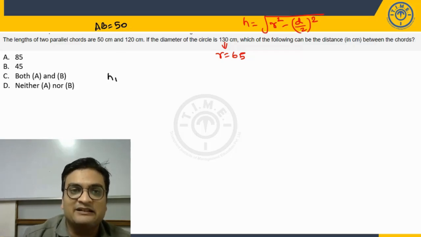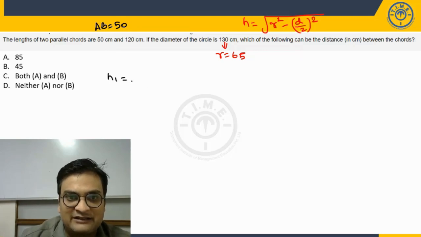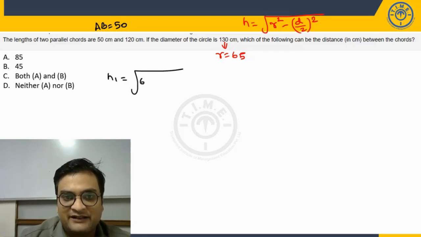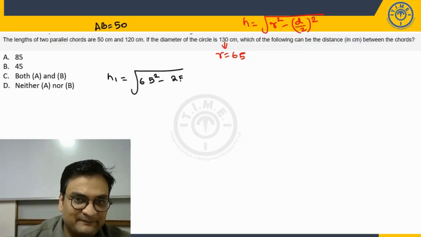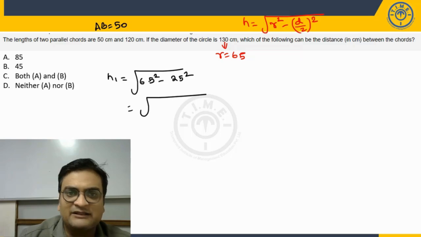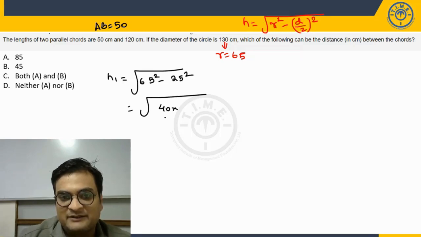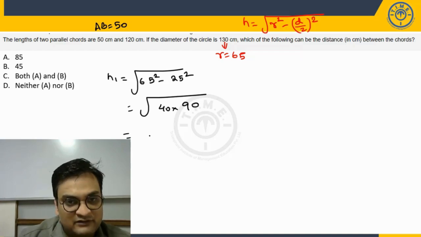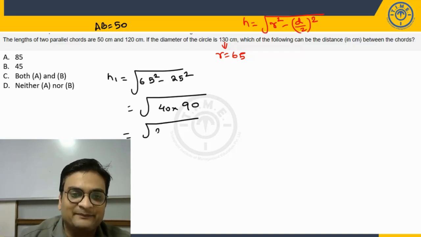The distance between the center and the chord AB is nothing but root over R square minus (D by 2) square, that is 65 square minus 25 square. That's nothing but A square minus B square, which is A minus B, 40, into A plus B, which we'll get as 90. So 40 into 90 is 3600. The square root of that is going to be 60.